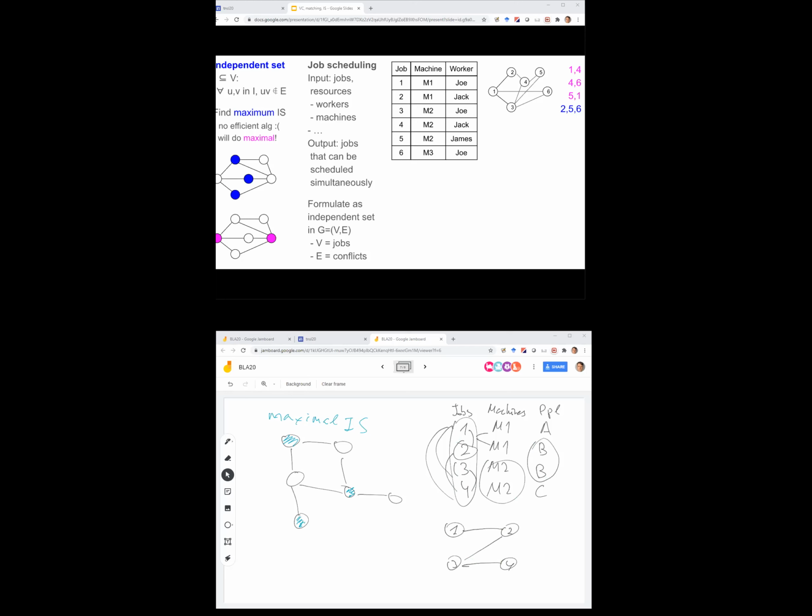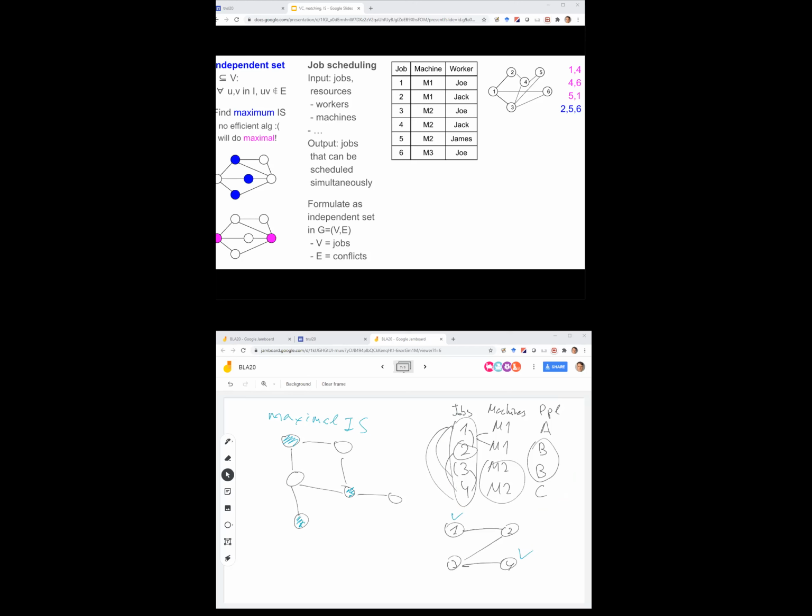Okay. So this graph is the graph representing this instance, where you have jobs at the vertices and edges indicating conflicts between jobs, or jobs that cannot be executed simultaneously. And now we can start picking independent sets in this graph to see which jobs could be executed simultaneously. Well, one independent set is, I don't know, job 1 and job 4. And this is a maximal independent set.